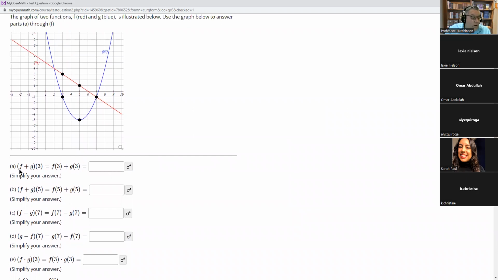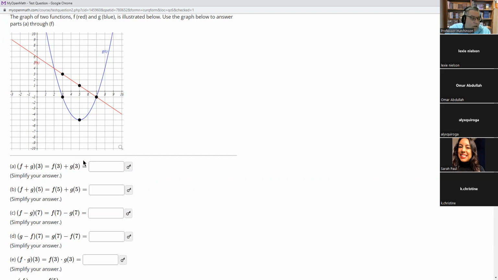So part A here says f plus g of 3. This question also tells you what exactly they want you to do. f plus g of 3 is the same thing as f of 3 plus g of 3. The red line says f of x here. It's hard to see, but it says f of x. And the blue line is g of x. So all you're going to do is go to the value of 3, which is right here. And we've got these dots already here conveniently for us.